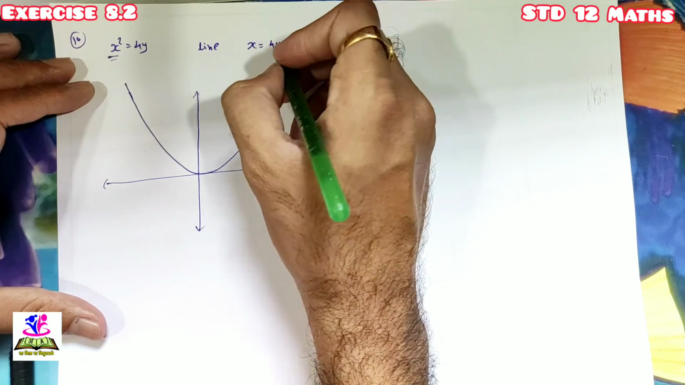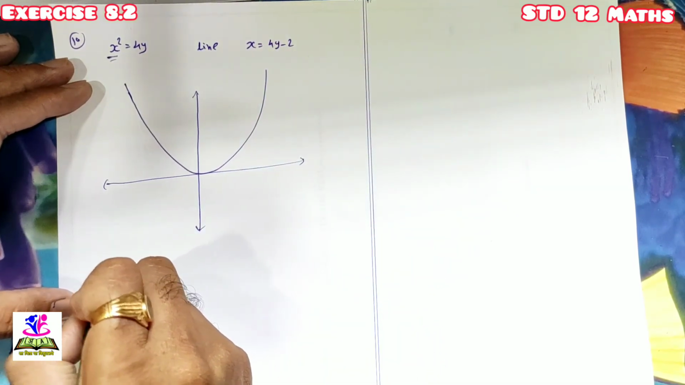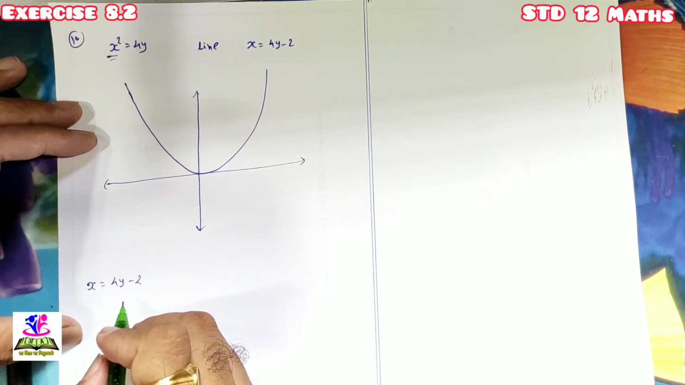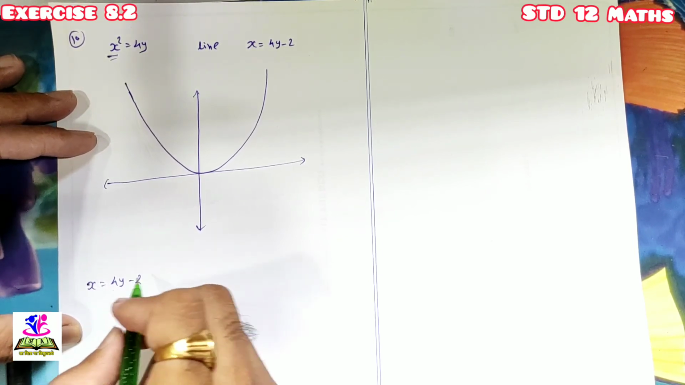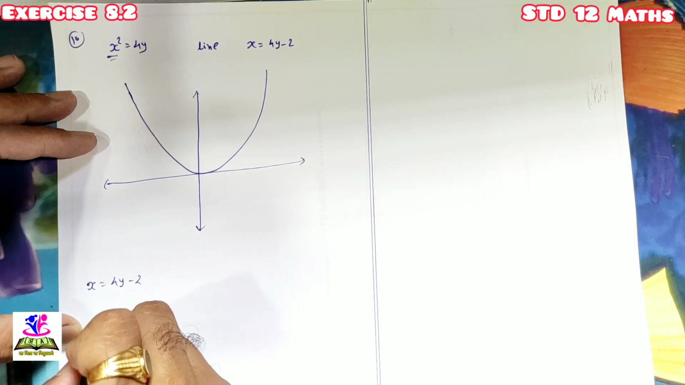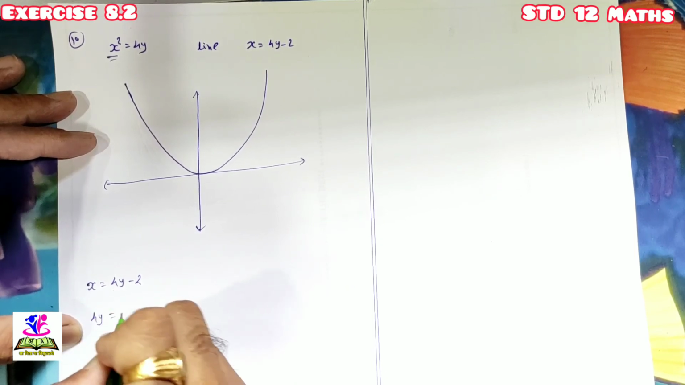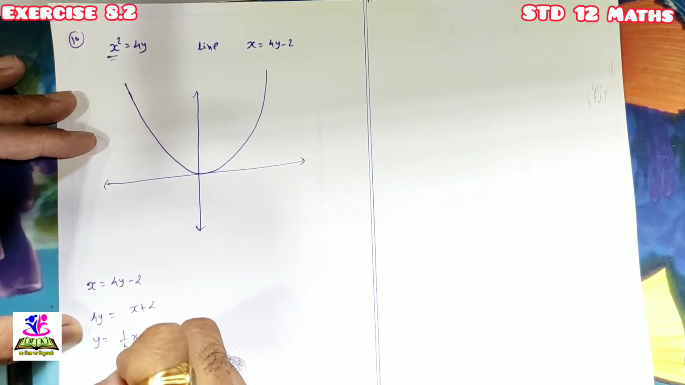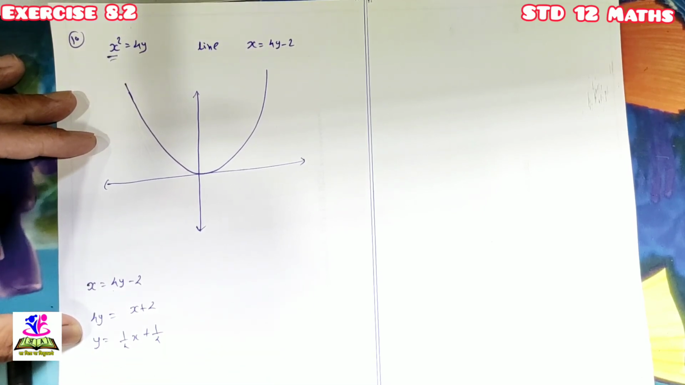So we can write this x equal to 4y minus 2 in the form of y equal to mx plus c form. So it's 4y equal to x plus 2, so y equal to 1 by 4 x plus 1 by 2. Done.